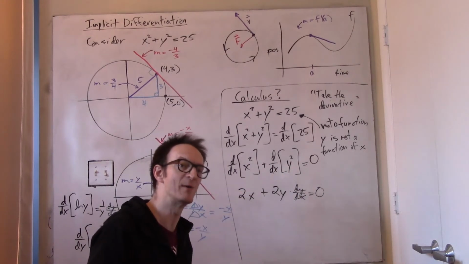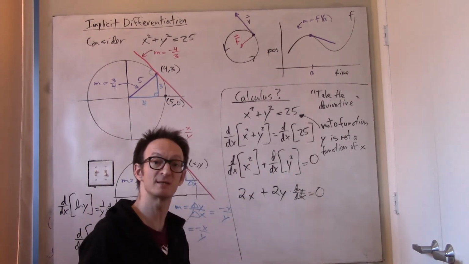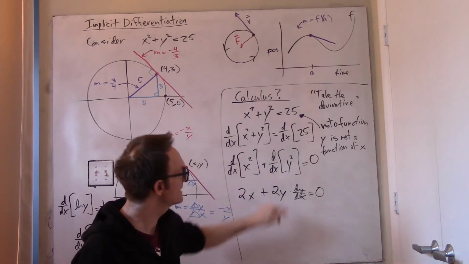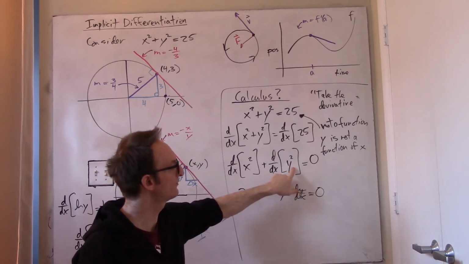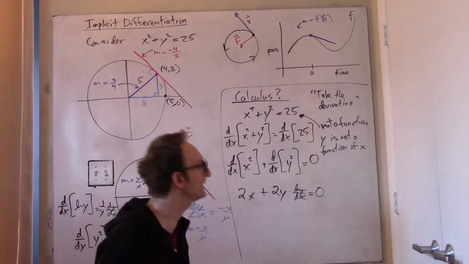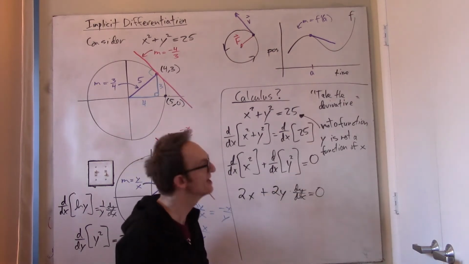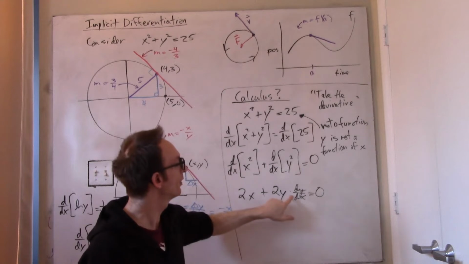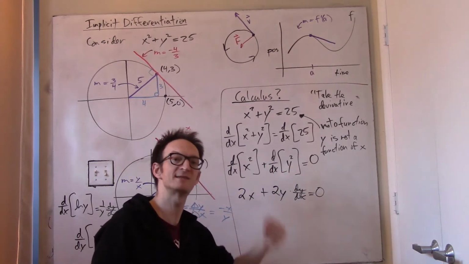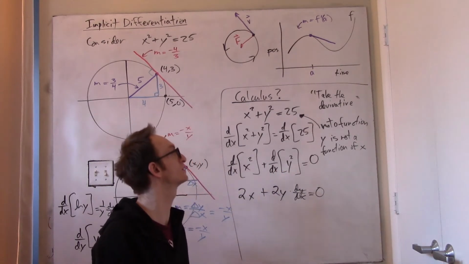Now, what is y? What makes this kind of 5% different than anything we've done so far is that I referred to y as a function of x, but y is not really a function of x. In fact, I just wrote on the board, y is not a function of x. So what is y actually? Well, y is something that depends on x. I think that's the simplest way of putting it.